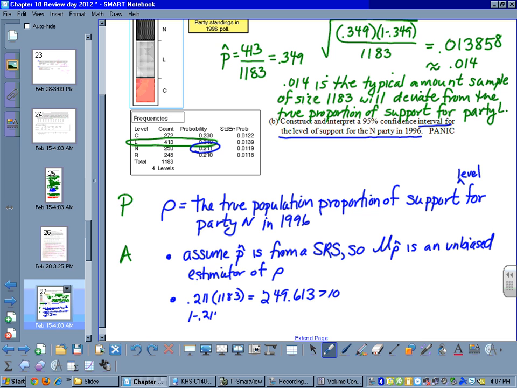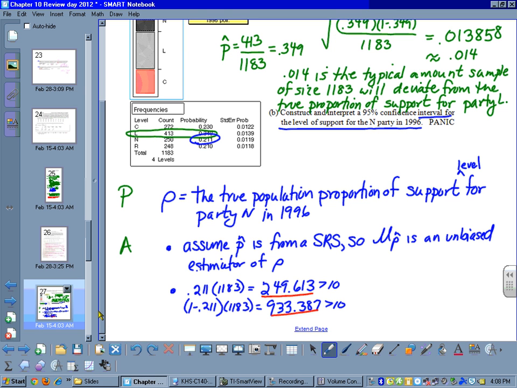Now we'll do 1 minus 0.211 times 1183. And that is equal to 933.387, and that is greater than 10. Please notice that if you were to add up your two results, that should equal 1,183, or your n. So what does this tell us? This tells us the sampling distribution is approximately normally distributed.